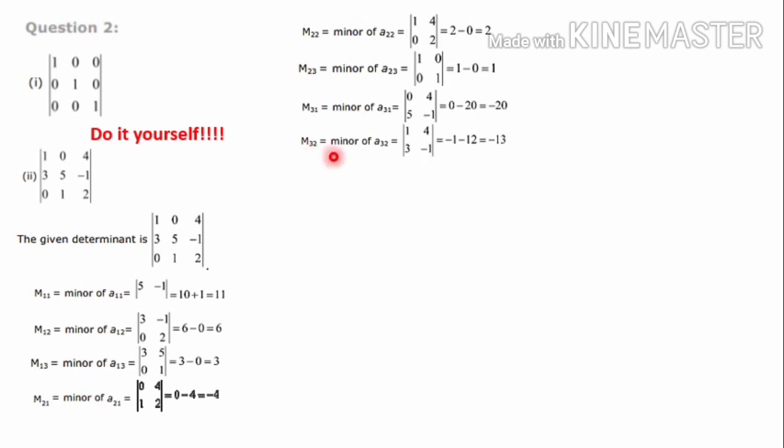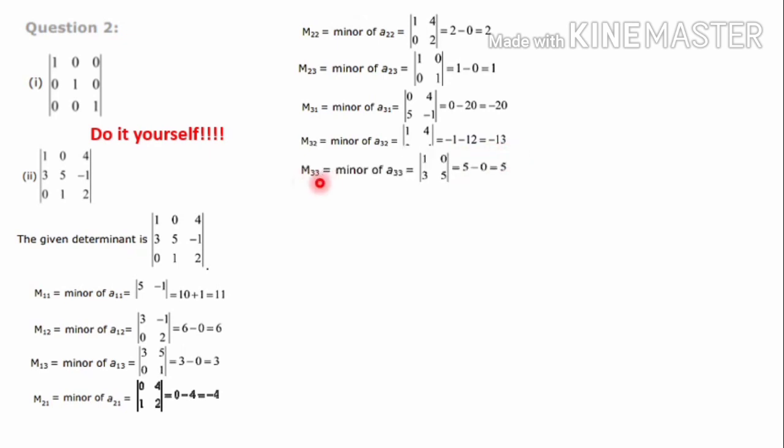Next element, that is M32, minor of A32. So third row second element, that is 1. Delete that row and column. Balance 1, 4, 3, minus 1. It is written here as a determinant. 1 into minus 1, that is minus 1, minus 4 into 3, that is 12. Minus 1 minus 12, that is equal to minus 13.